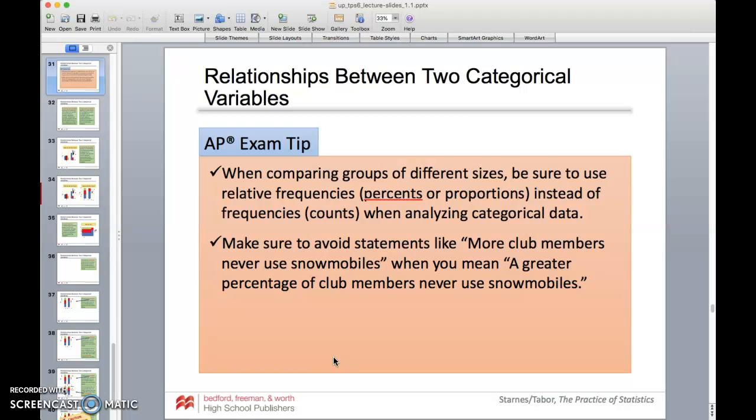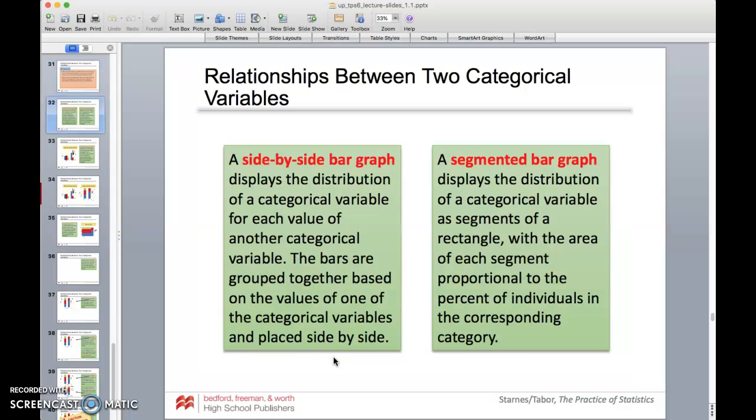Now, when you make statements, this is a big thing. When you're writing these things, we want you to write it the way that you're going to get the most points. So avoid things like "more club members never use snowmobiles." Say something like "a greater percentage," using percentages, because more club members, well, yes, you have to get it to relative, so always refer to the percentage. So: a greater percentage of club members never use snowmobiles. Pay attention to those language things, especially as you go through the homework. Check those problems and mimic your phrasing to be similar to that. That'll maximize your points. So that's a good AP tip.